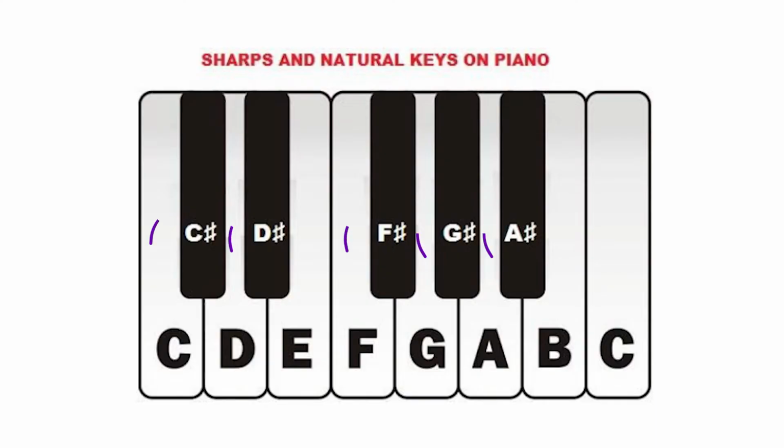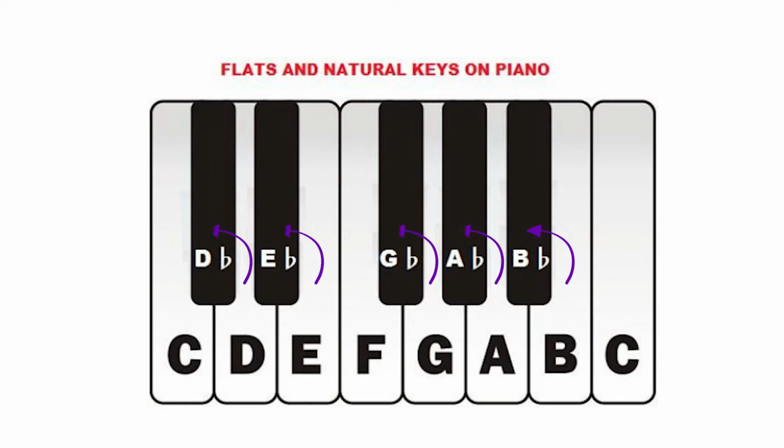Now let's name these black keys already. Whereas the white keys are called naturals, the black keys are called sharps and flats. A sharp looks like a hashtag symbol. It means you go one note or semitone to the right. The other is a flat, which looks like a little b. It means you go one note to the left.